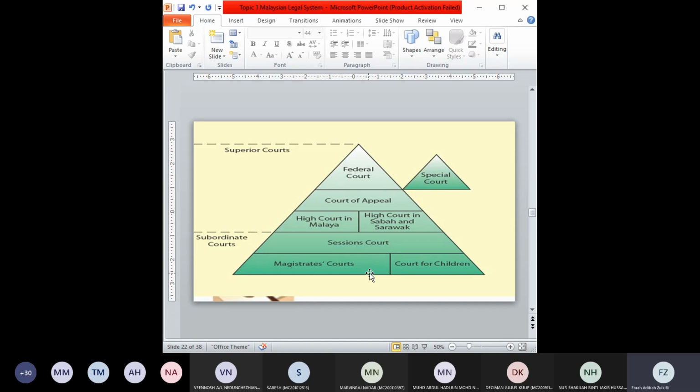In Malaysia, we have two different types of High Court. We have a High Court in Malaya, and we also have a High Court in Sabah and Sarawak. The difference between these two is that in Malaysia, lawyers can practice only in the High Court in Malaya, or if they also want to practice in the High Court in Sabah and Sarawak, they have to undergo some kind of internship. We call it chambering in Sabah and Sarawak.